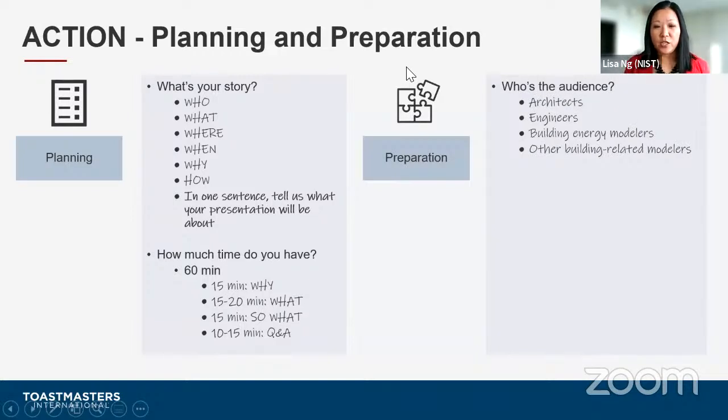Now, for preparation, you want to think about who is your audience. So for the conference coming up next week, there may be architects, engineers, building energy modelers, other building related modelers. I do airflow simulation, contaminant simulation. And when I go to a conference such as the one next week, during some presentations, I can feel a little lost, because energy modeling is not my bread and butter. It is not something that I do every day.